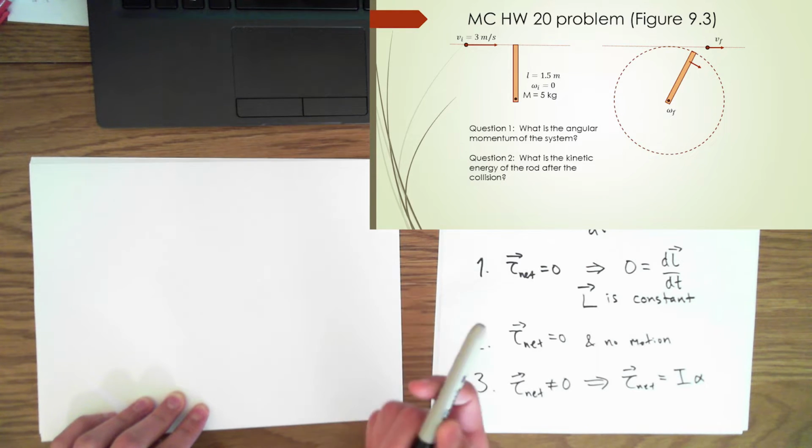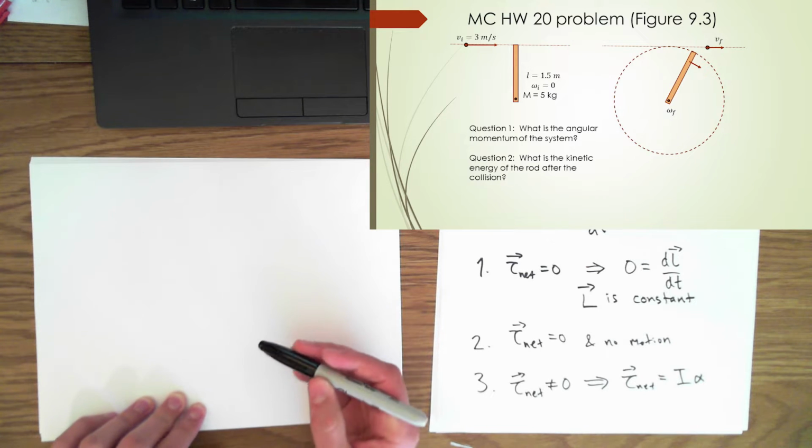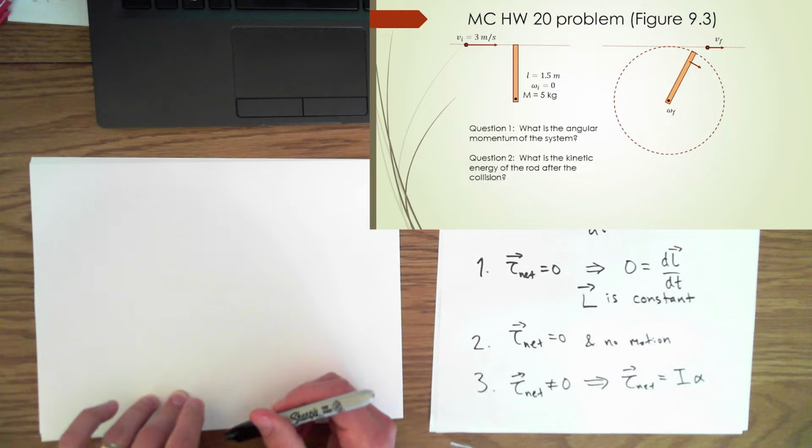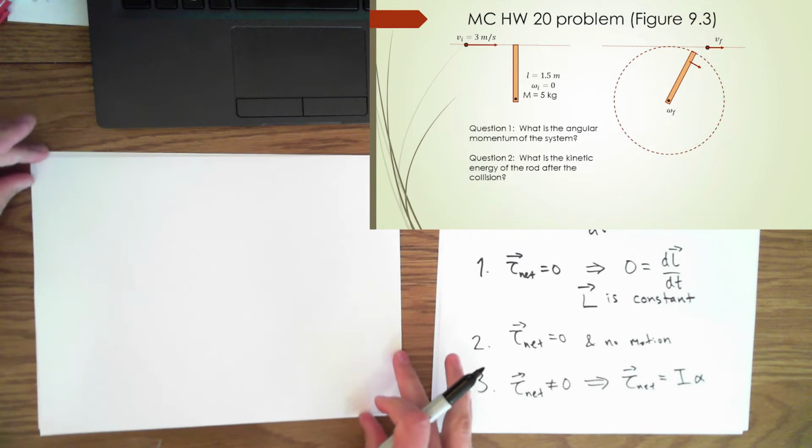Okay, so some of the questions, I'm not going to go through all of that MC20 problem, but let's go through a little bit of it. So first off, let's try to figure out what is the angular momentum of the system. So let's review some facts first in order to answer that.